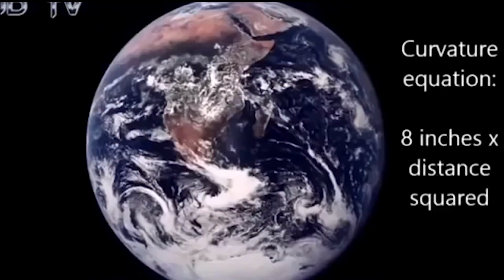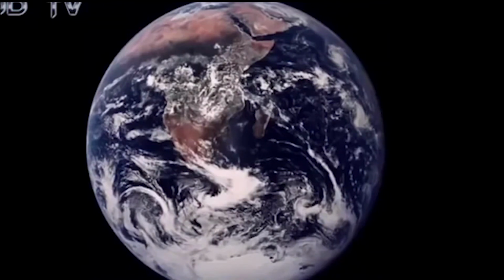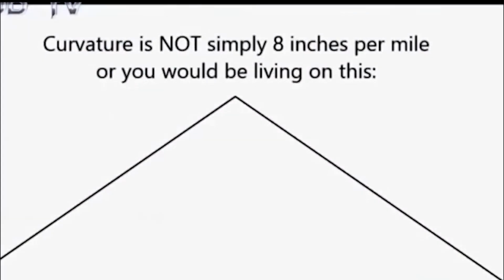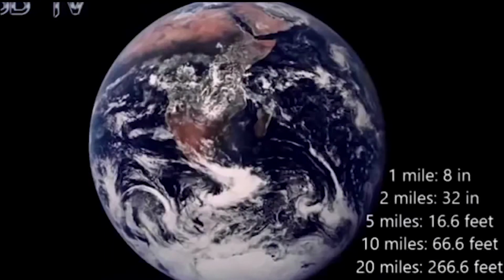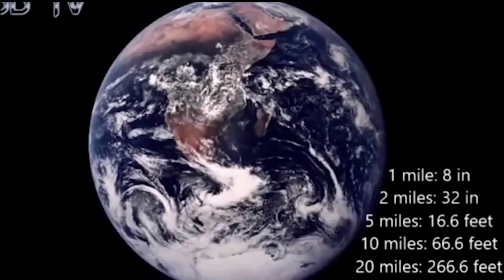So to find the curvature, you take 8 inches times your distance squared. That's 8 inches times your distance squared, and if you don't square the distance, you end up with this, and this is not what NASA has shown us. They have given us a beautiful blue marble that we love. So you get 8 inches for 1 mile, 32 inches in 2 miles, 16.6 feet with 5 miles, and so on and so forth.